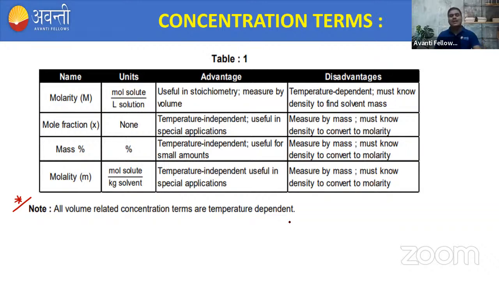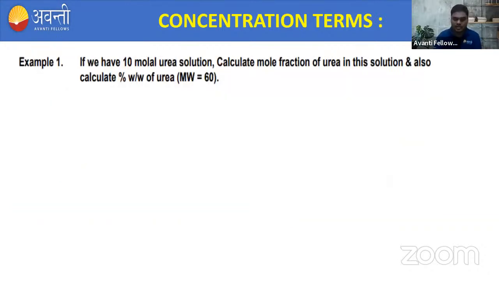Now let's see some numericals and try to solve a question based on this topic only. So we have a first numerical. In this, the data is given. Like if we have a 10 molar urea solution.